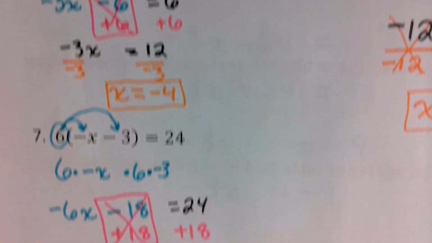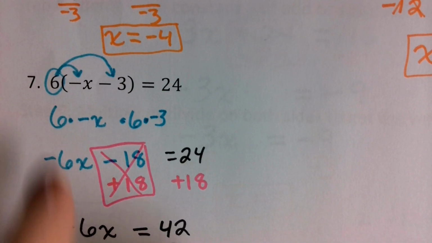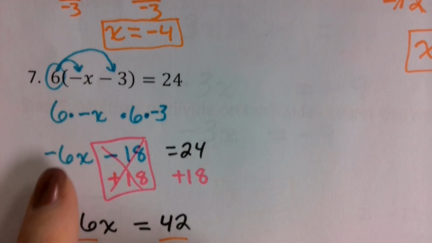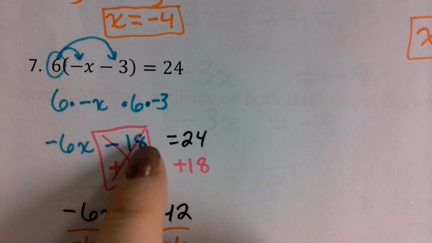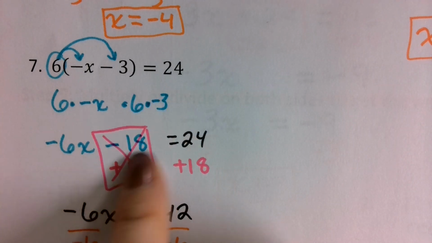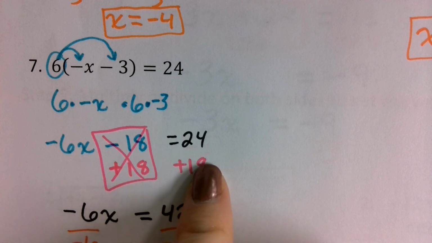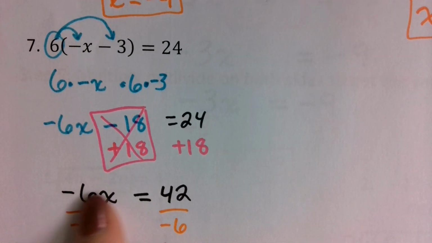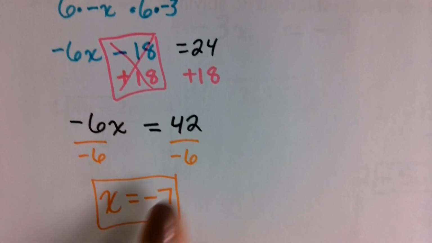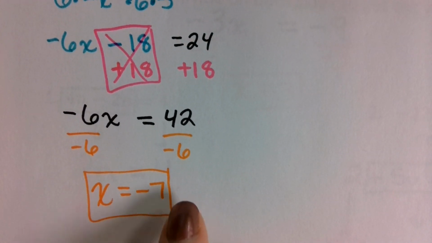And then the last one, no need to rewrite. You just distribute 6 times negative x and 6 times negative 3. That's going to give you negative 6x minus 18 is equal to 24. Minus 18 is your constant, so you should add 18 to both sides. That gives you negative 6x is equal to 42. And then you would divide both sides by negative 6, get x is equal to negative 7.